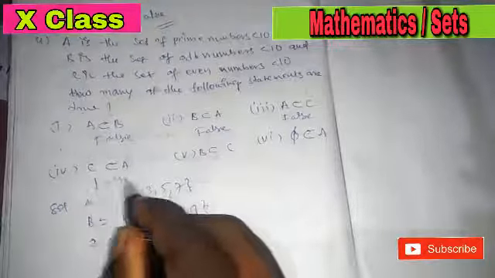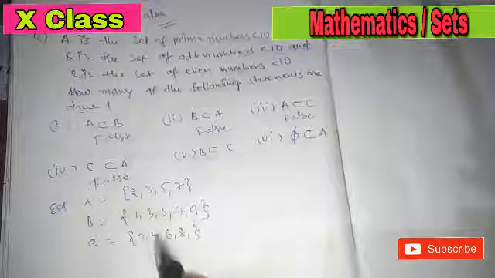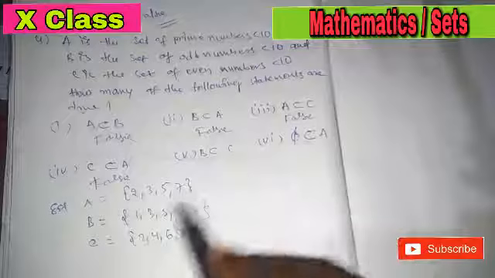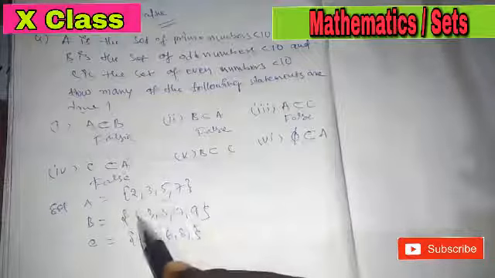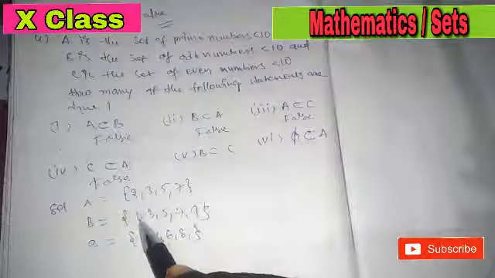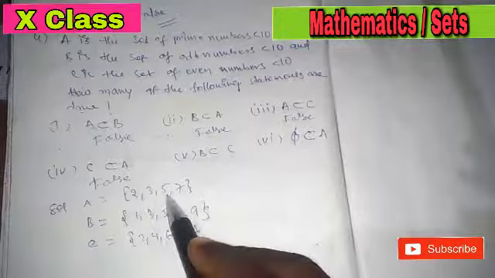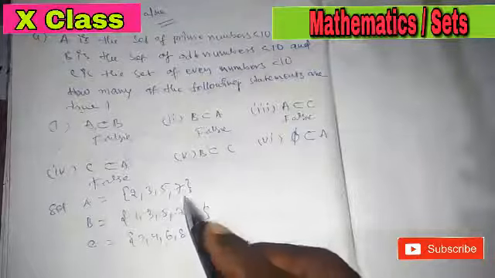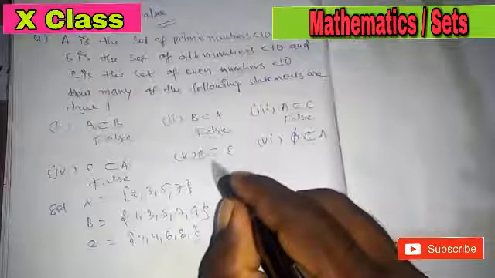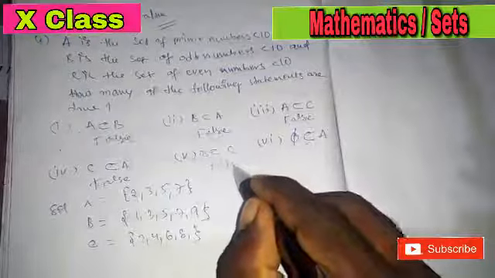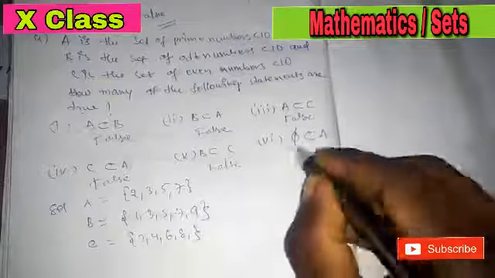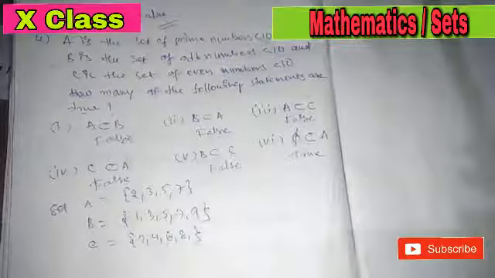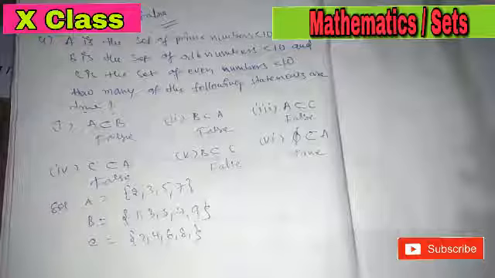Why? Because the elements present in C are not present in A. Next, B subset of C. Except 1 and 9, the remaining are present here, but according to the subset definition, it is not correct. So it is also false. The last one is true. Why? Because the null set or empty set is a subset of every set.